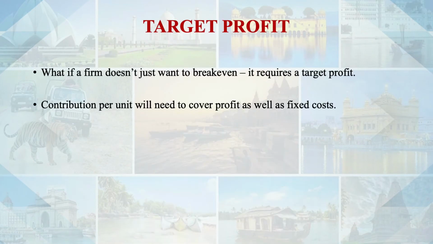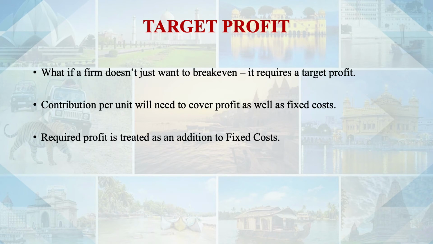And if it is doing better than that, likewise in the market presently, FD, fixed deposit, is giving 8% return, 6% return, 7% return. If doing business is also giving 8% return, then what is the fun of doing business? Maybe the business firm wants that at least 15% profit should be there. So contribution per unit will need to cover that profit as well, along with fixed cost. Required profit is treated as additional fixed cost.